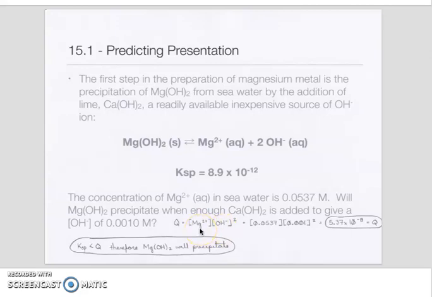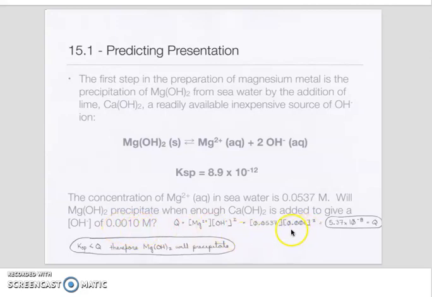So if that's the case, I know my magnesium ion concentration is 0.0537. It's provided in the problem. So I can plug that in for that value. My hydroxide ion concentration is 0.001 molar. That's provided in the problem.